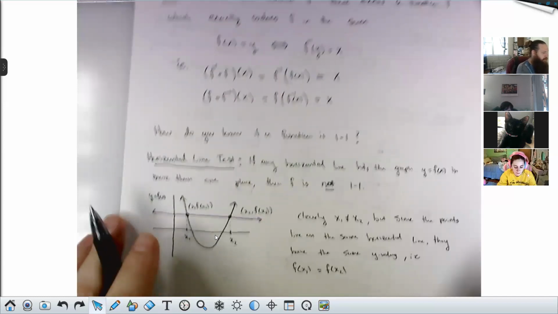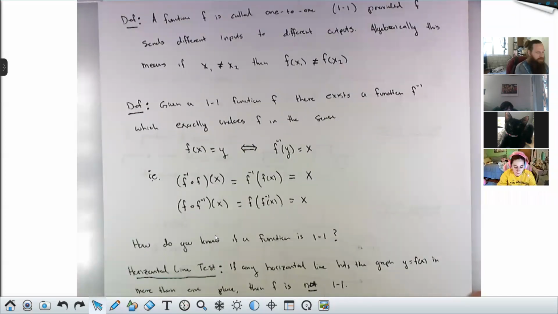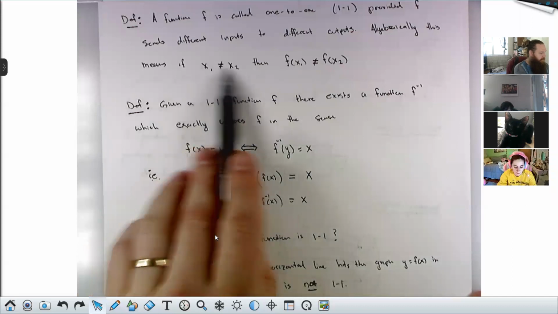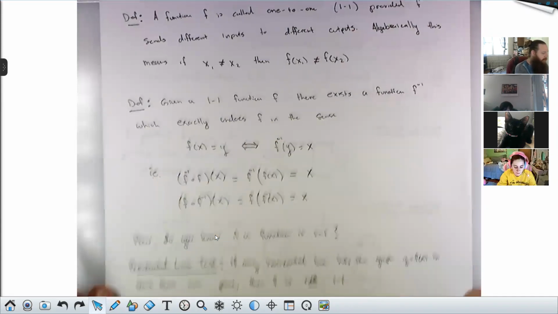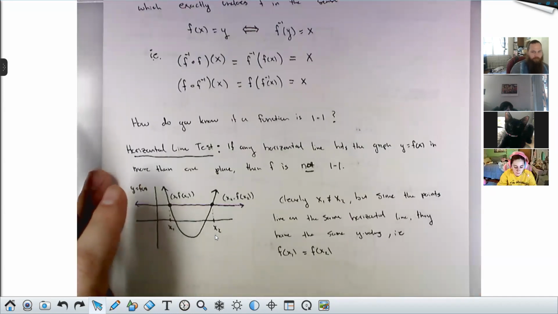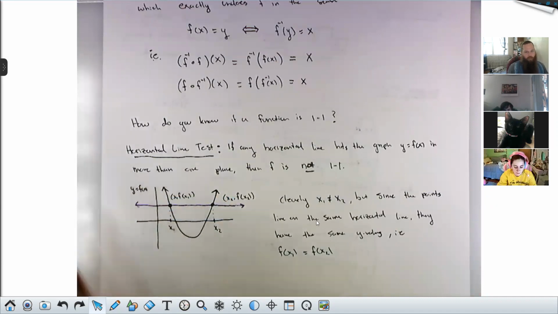And if you compare that with the definition of a one-to-one function, which says if x1 is different from x2, then f of x1 must be different from f of x2, you have a clear violation, right? This x1 is different from this x2, but their y values, f of x1 and f of x2, are equal. That contradicts the definition. So if any horizontal line hits your graph in more than one place, automatically your function violates the definition of being one-to-one.